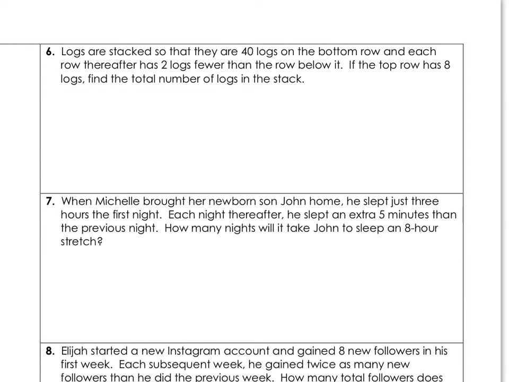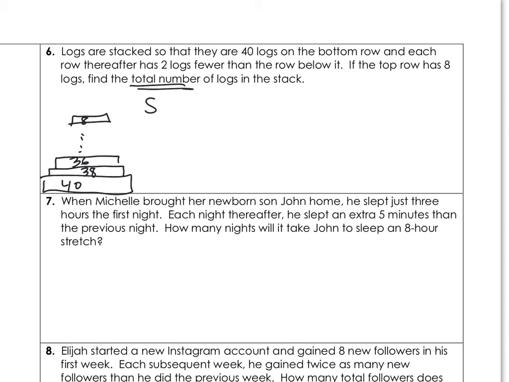Okay, so number 6, logs are stacked, so there are 40 logs on the bottom row. So here's our bottom row, 40 logs. Next row, each row after has 2 fewer logs. So like this one would be 38, the next one would be 36, and so forth, right? And the top row is going to have 8. So all the way up here we're going to end up with 8. Find the total number of logs in the stack. So total number of logs, so that means the sum of all the logs.